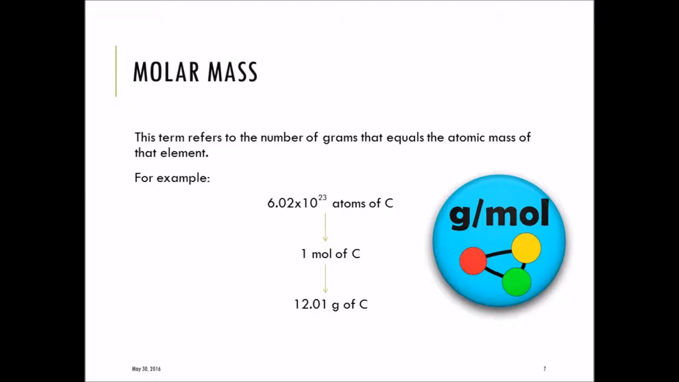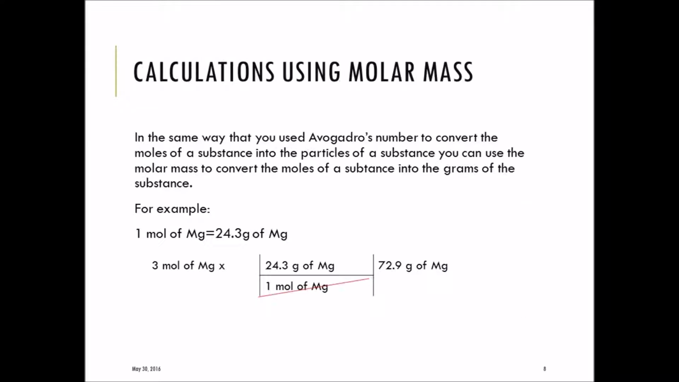This term refers to the number of grams that equals the atomic mass of that element, meaning that 6.02 times 10 to the 23rd atoms of carbon is exactly the same as 1 mole of carbon. That is exactly the same as 12.01 grams of carbon, which is the atomic mass of carbon that you can find in any periodic table.